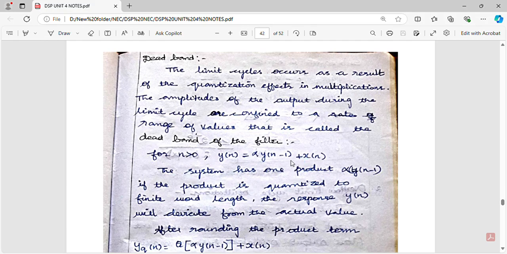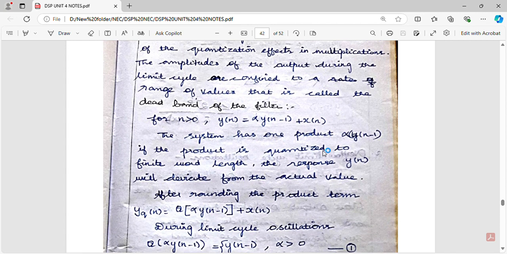Finite precision means we have some errors due to overflow in additions as well as in multiplications, but this limit cycle occurs as a result of the quantization effects in multiplication. Due to that, the amplitude of the output of the filter oscillates and is confined to some range of values. That range is called the dead band of the filter.